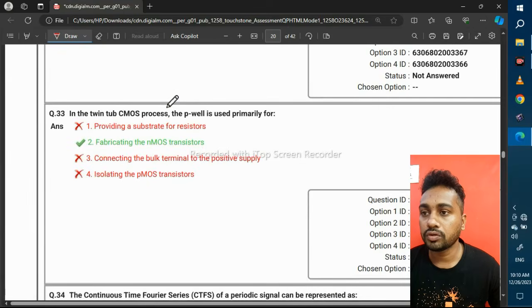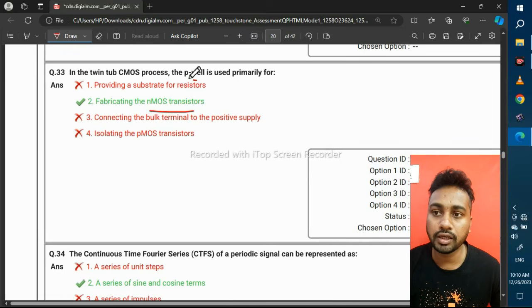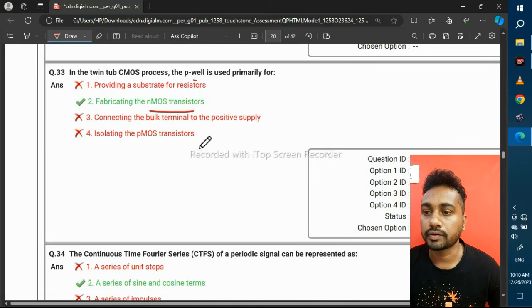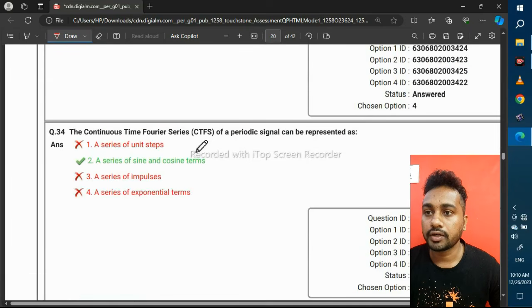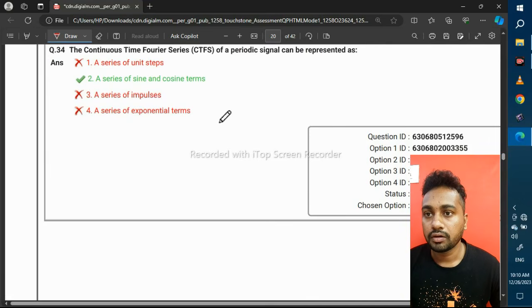In the CMOS process, the P-well is used primarily for fabrication of NMOS. P-well is used in the case of NMOS transistor, and N-well we are using in the case of PMOS transistor. So option 2 is the right answer. The continuous time Fourier series of a periodic signal can be represented as a series of sine and cosine terms. This is right only.